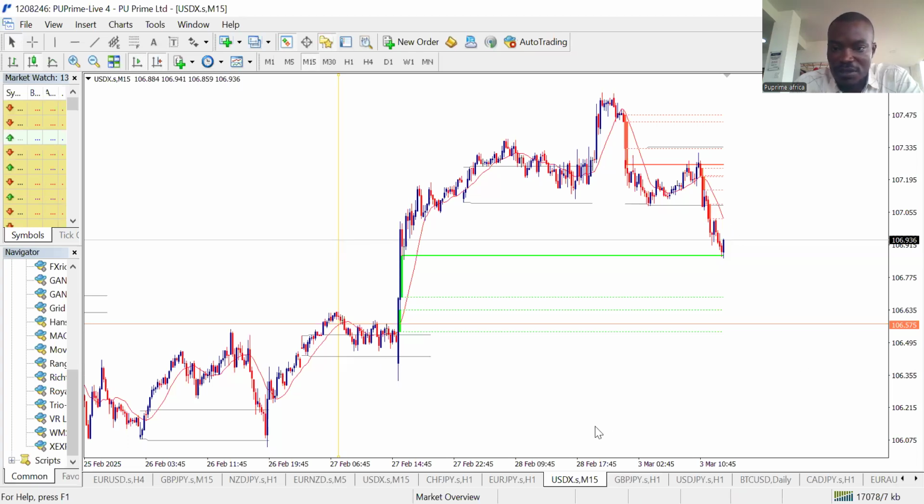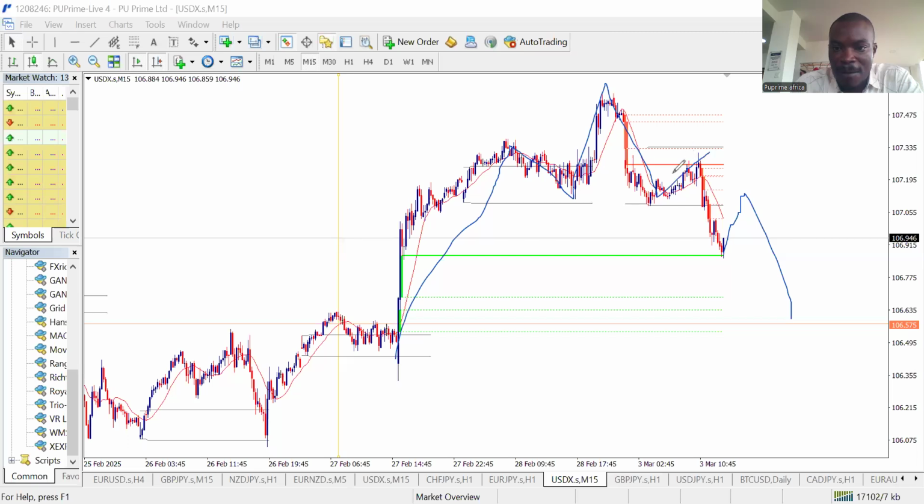Could have something like this, a retracement to this high and move down to 106.575. Okay, because if you look at the pattern here, we've had a head and shoulder pattern. Market retraces down to this level and we start moving to the downside. So whatever we are having now is just a retracement to market moving to the downside.